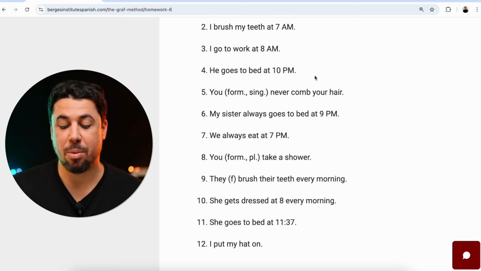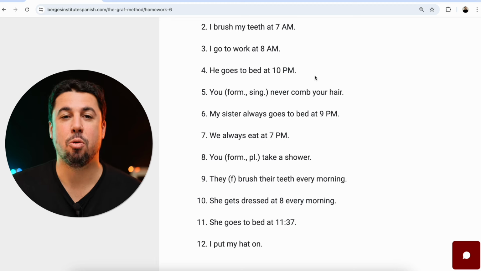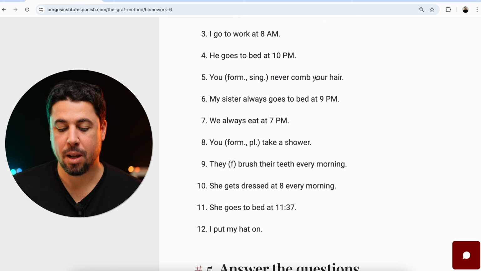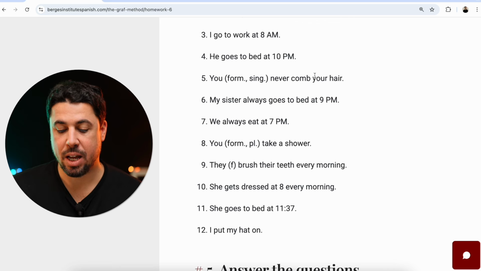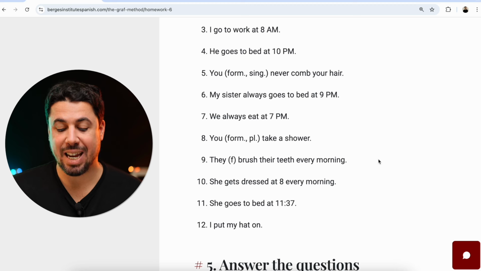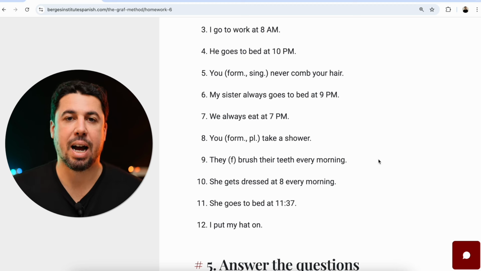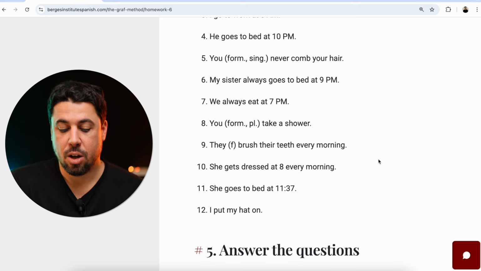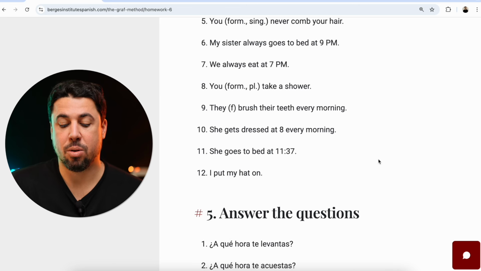You, formal singular, never comb your hair. Usted nunca se peina. My sister always goes to bed at 9 p.m. Mi hermana siempre se acuesta a las 9 de la noche. We always eat at 7 p.m. This one is not reflexive. Siempre comemos a las 7 de la tarde. Or siempre cenamos a las 7 de la tarde. Either one.